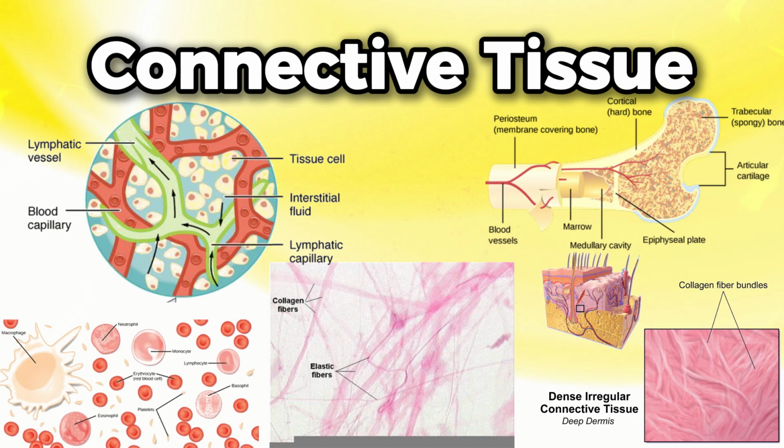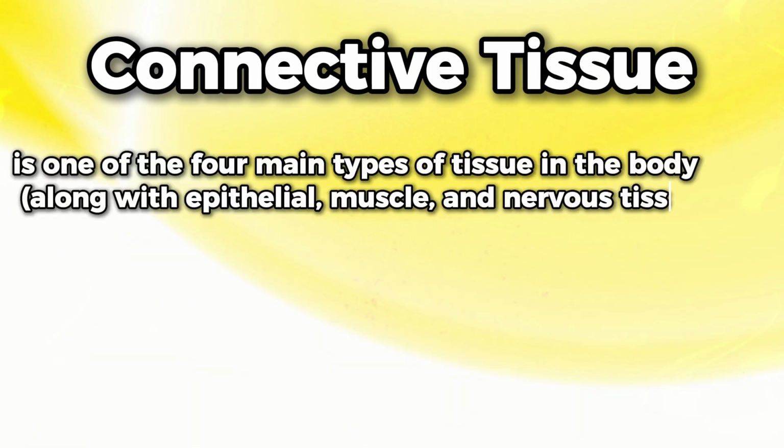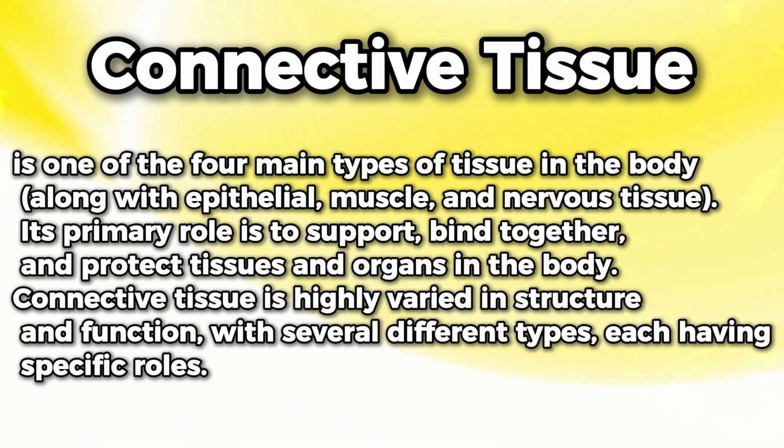Get ready to learn something fascinating about anatomy today. Connective tissue is one of the four main types of tissue in the body, along with epithelial, muscle, and nervous tissue. Its primary role is to support, bind together, and protect tissues and organs in the body. Connective tissue is highly varied in structure and function, with several different types, each having specific roles.